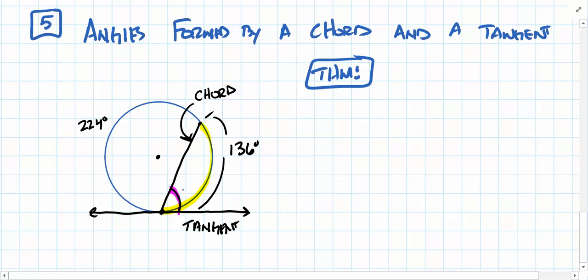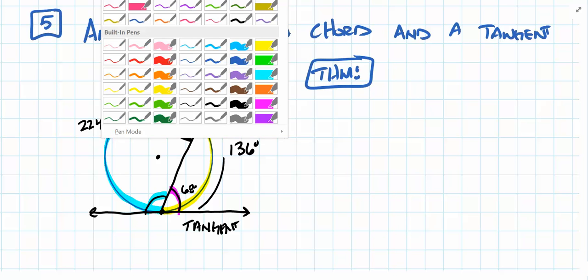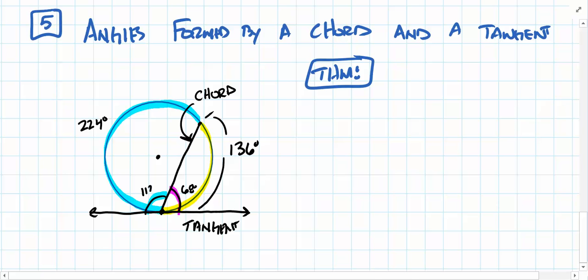Now what about this one here? Remember, this is the intercepted arc, and this is the inscribed angle. Even though it's tangent, it's still technically on the other side of the circle, right? 224 divided by 2, so that should be exactly 112. Even though it looks kind of funny, the same rules still apply for us. You'll notice that 112 plus 68 adds to 180 because it's a tangent line, so it has to be 180 degrees.